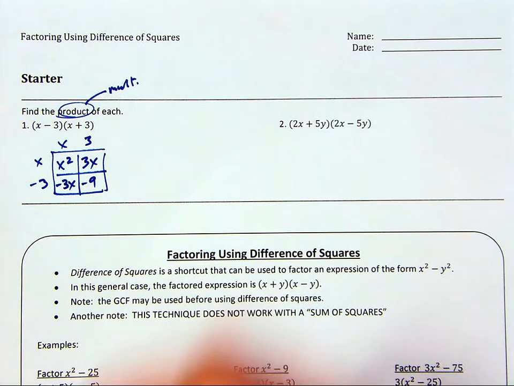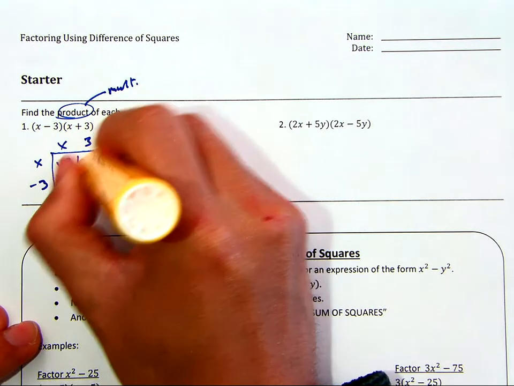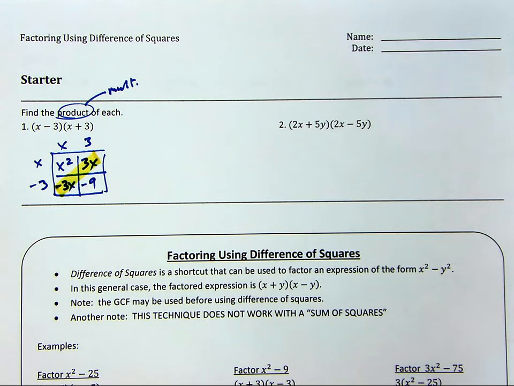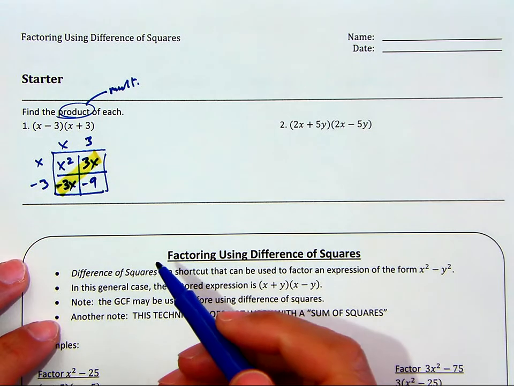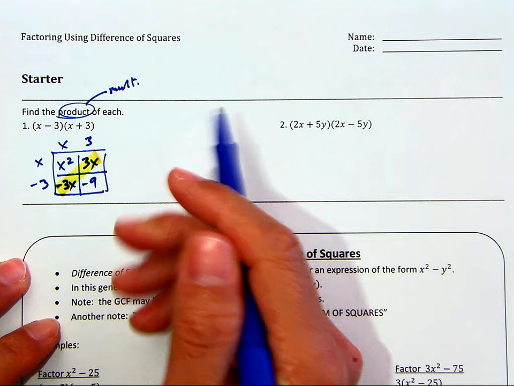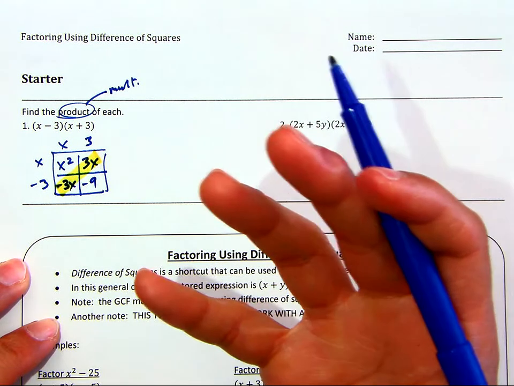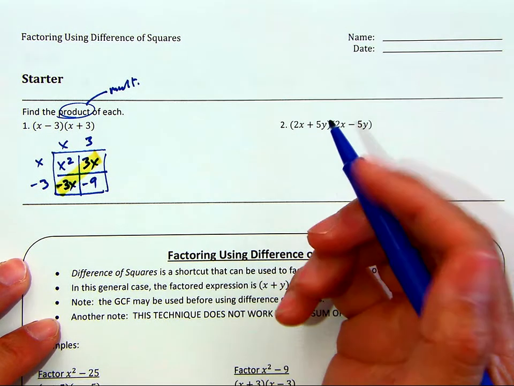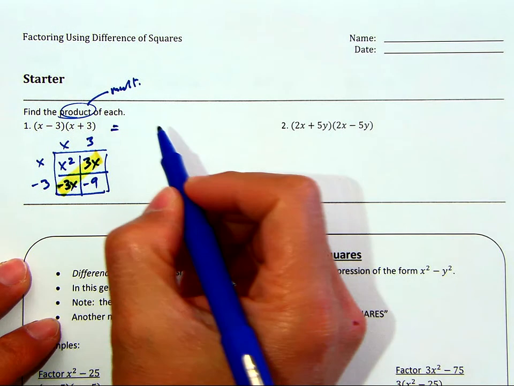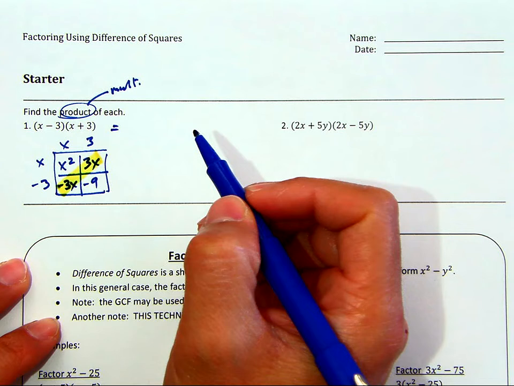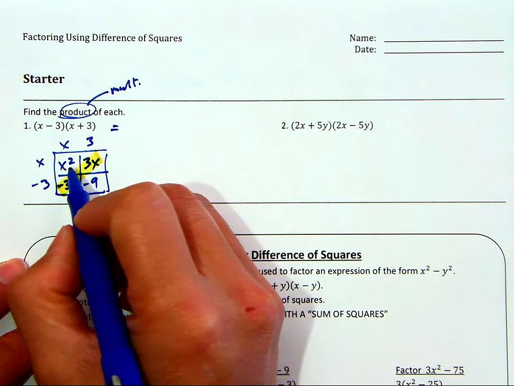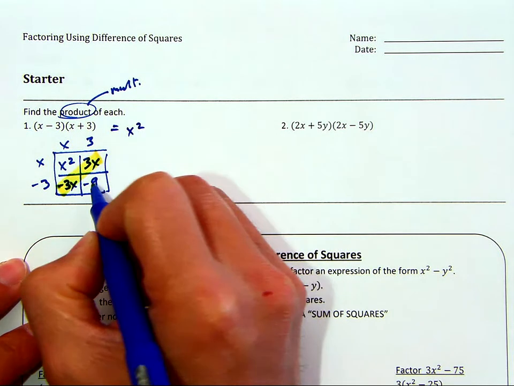Okay. All right. Recall that the 2 terms on the diagonal are the only like terms in the box, and so we would combine them. But in this case, they're opposites, and opposites always add up to 0. Okay. So the product, or the result that you get when you multiply these 2 polynomials, is just x squared and -9.